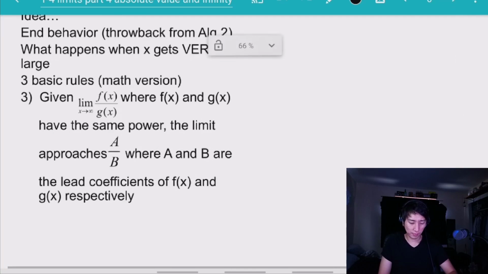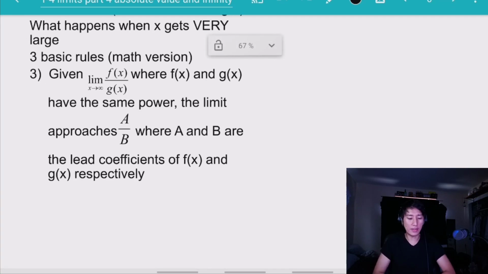Finally, the third one is, given the limit as x approaches infinity of f of x over g of x, where f of x and g of x have the same power, the limit approaches a over b, where a and b are the lead coefficients of f of x and g of x respectively. So basically, this is saying if you have the same power, all you do is you take coefficient over coefficient.